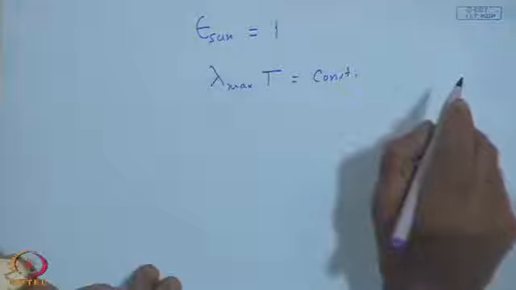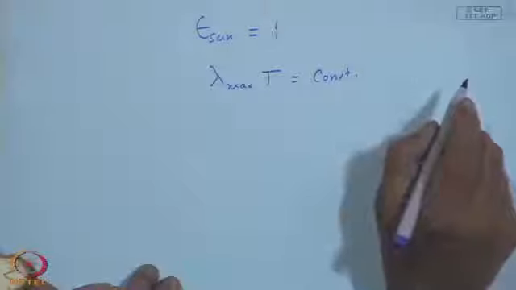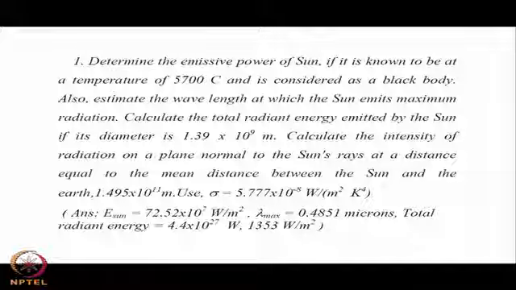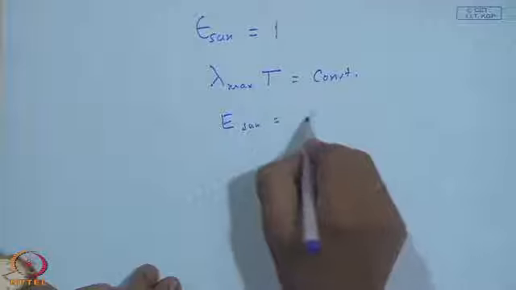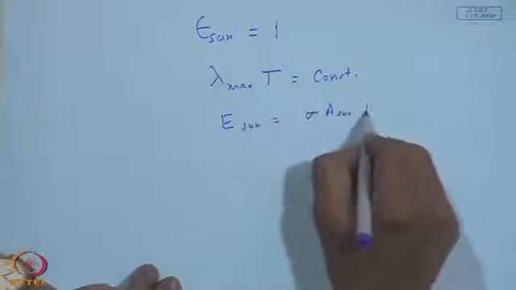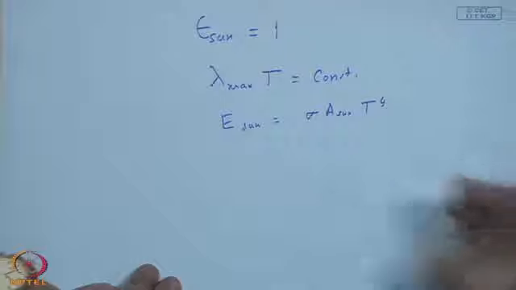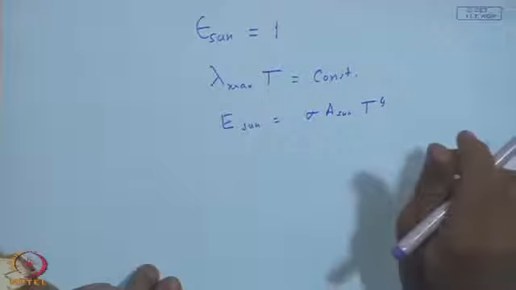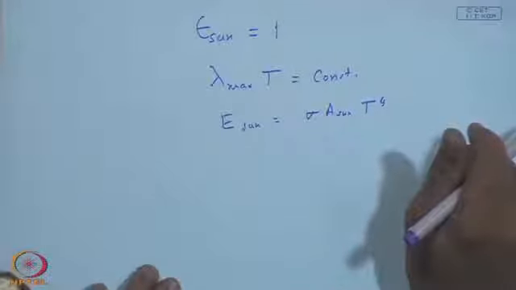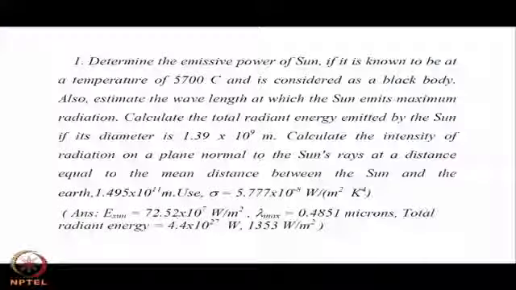And then calculate the total radiant energy emitted by the sun if its diameter is 1.39 times 10 to the power 9. That is E sun, which we have written as sigma A sun T to the power 4, and use that 5700 C for the temperature of the sun. Calculate the intensity of radiation on a plane normal to the sun's rays at a distance equal to the mean distance between the sun and the earth, that is 1.495 times 10 to the power 11. That will be nothing but the solar constant.